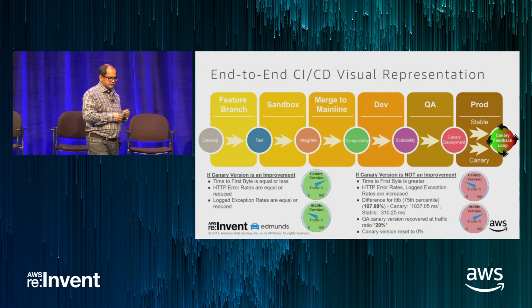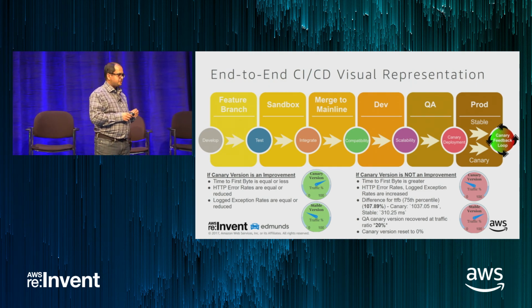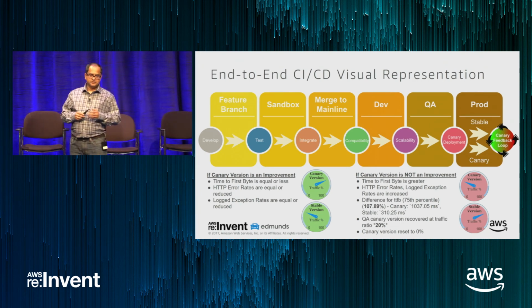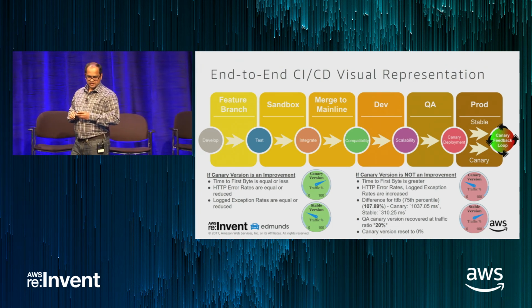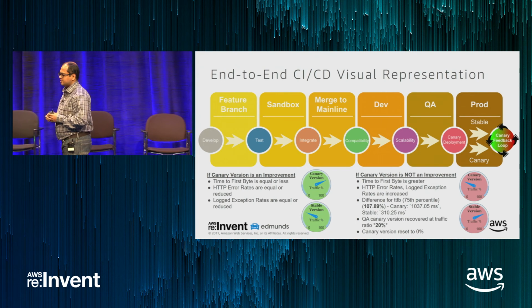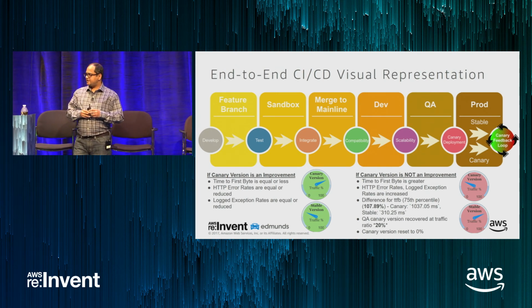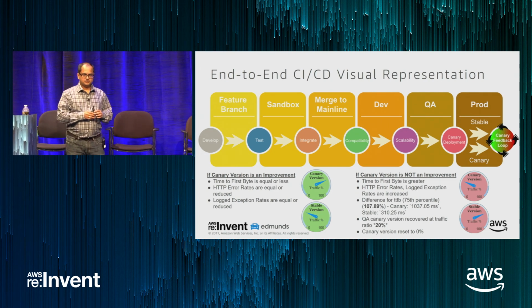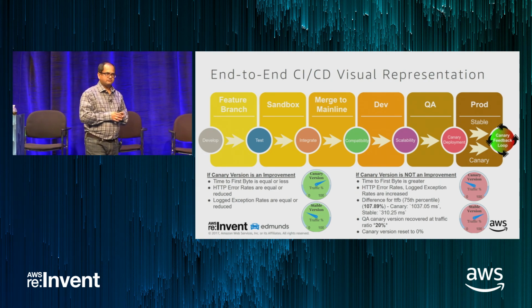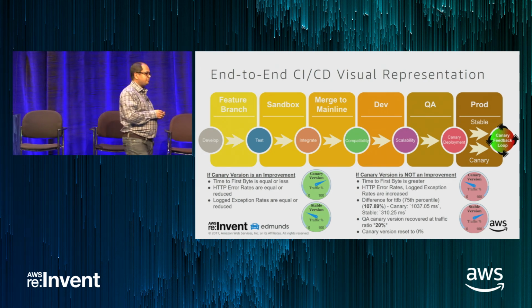So this is the current and today's representation of where we are with our CI/CD. Developers work in a feature branch. Once they are ready to commit, the artifact gets deployed to Sandbox, and once it's ready to get merged into mainline, then it gets merged into mainline, then we deploy it to a dev environment. That's our first integration environment.